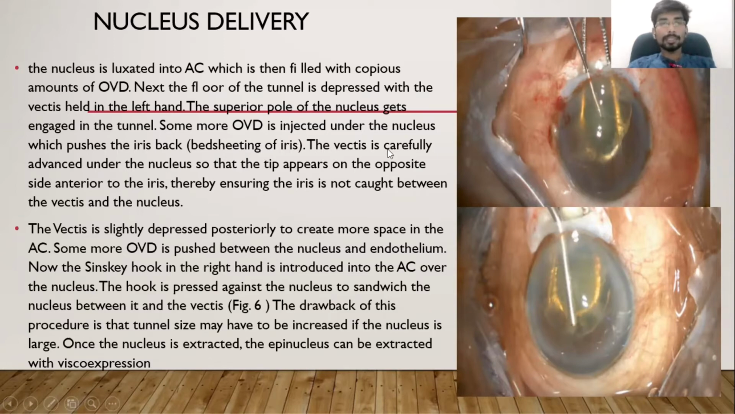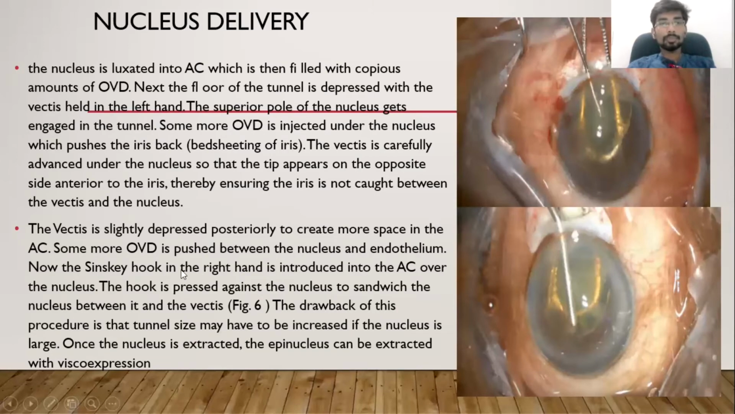The vectis is then carefully advanced under the nucleus so that the tip appears on the opposite side anterior to the iris, thereby ensuring the iris is not caught between the vectis and nucleus. The vectis is slightly depressed posteriorly to create more space in the anterior chamber. Some more OVD is pushed between nucleus and endothelium.